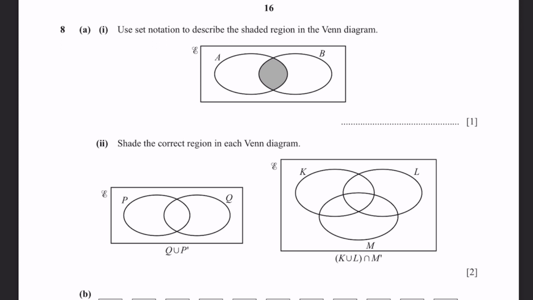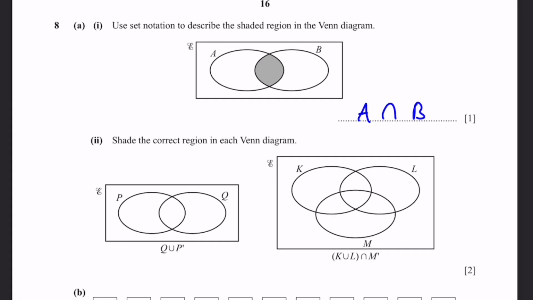Question 8. A. Use set notation to describe the shaded region in the Venn diagram. So this region is actually the intersection between circles A and B. That's how it's said. And to write this, it's the intersection symbol between the two circles A and B. That's the answer.